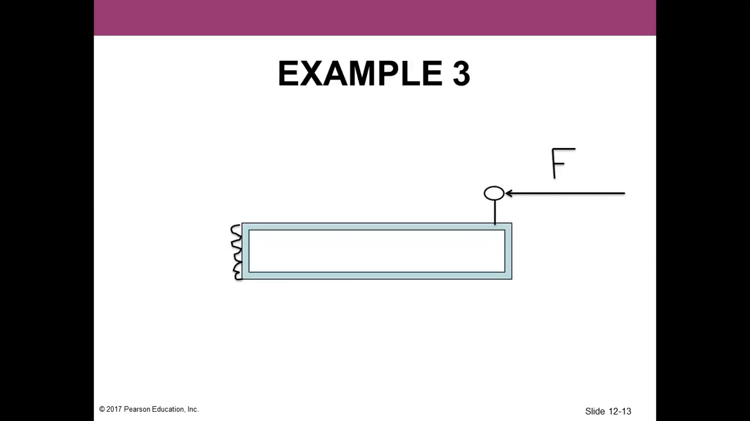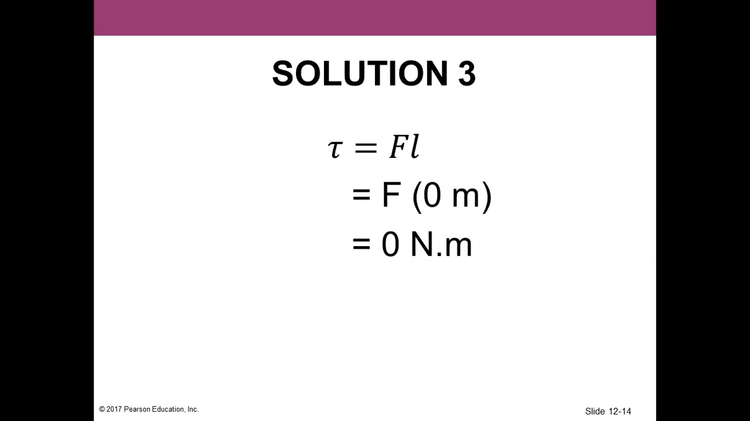So we also have an example where the force is acting horizontally. If it is horizontal, which means it passes through the pivot, then it does not have a turning effect, which means the torque is 0.